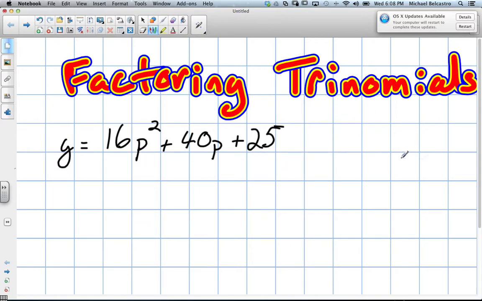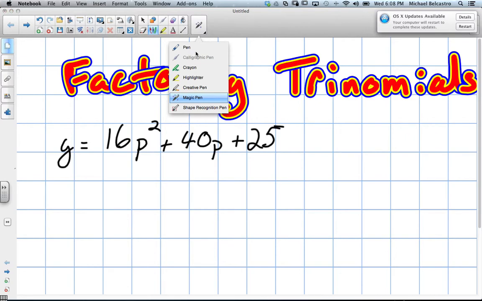There's a couple ways we can do this. One of the ways we're going to work with is the way I most commonly do it, and then we'll do a way called decomposition after. That's what it's called. Okay.